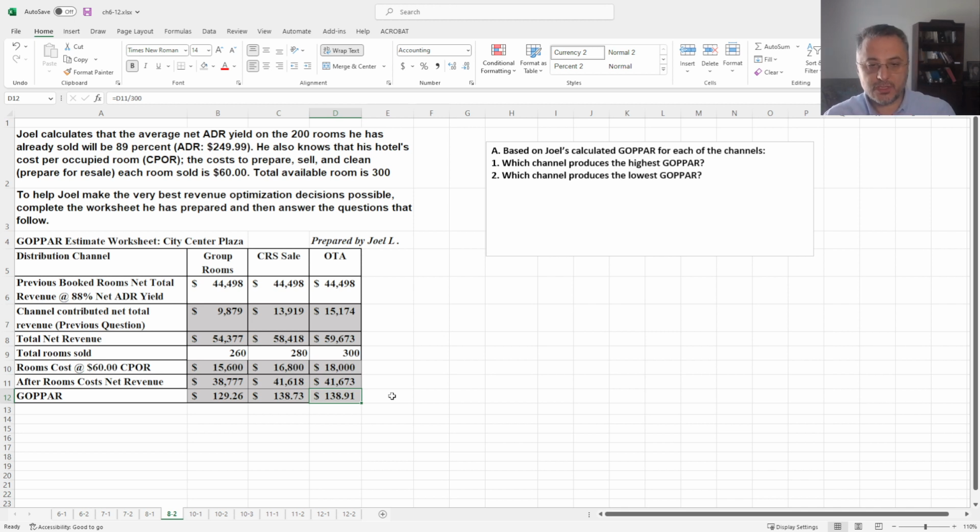Overall, considering the cost, gross operating profit per available room is still higher for the online travel agents. So you make basically more money if you use OTAs, and highest GOPPAR is going to be 138.91, and lowest GOPPAR is going to be 129.26. Thank you.